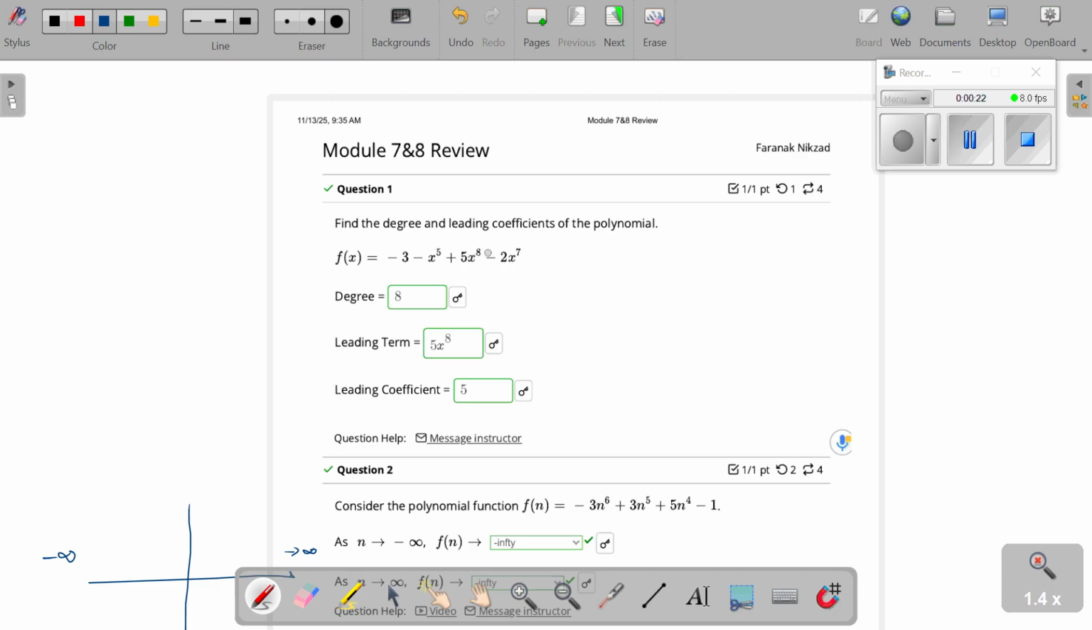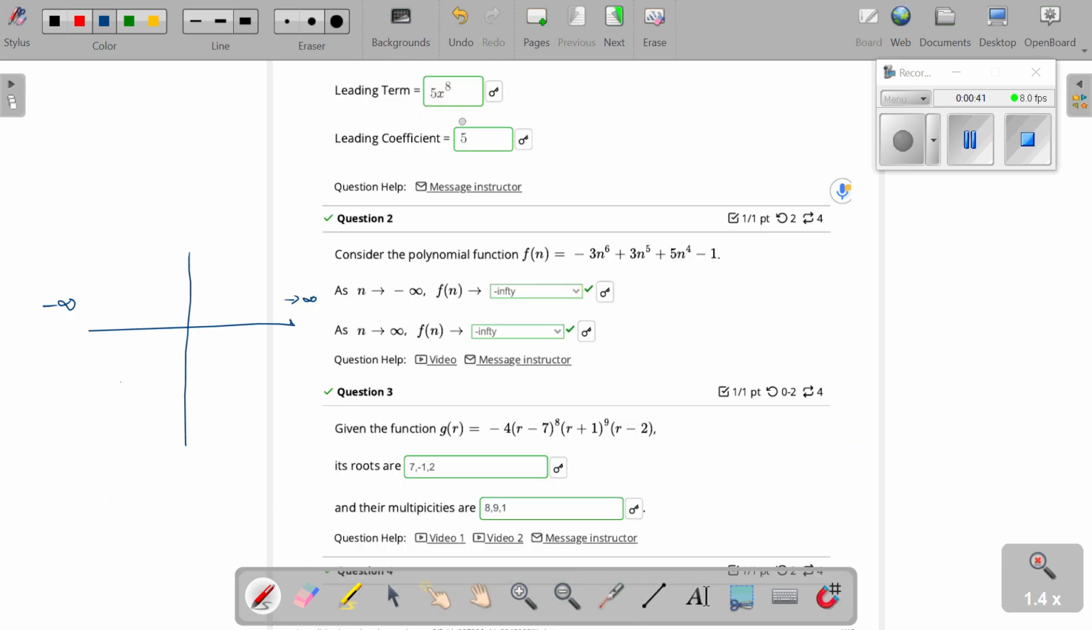So here 8 is the highest power of all these 4 terms, so degree is 8. Leading term is the term that includes this highest power, so it's 5x to the power of 8. And leading coefficient is coefficient of x for this term, so it's 5.